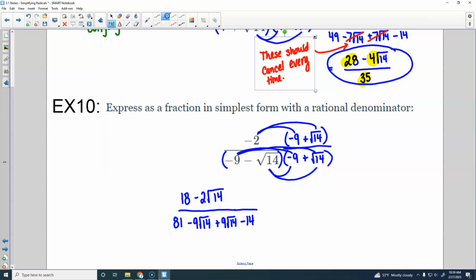So what happens there in the denominator? I got a negative 9 root 14 and a positive 9 root 14. Those should cancel out every time. So you'll see on the next problem, I'm not going to write them anymore. I'm just going to do that part in my head and say, oh yeah, these cancel, to save myself a few steps there. So we are going to get 18 minus 2 square root of 14 over, and let's see, 81 minus 14 is going to be 67.